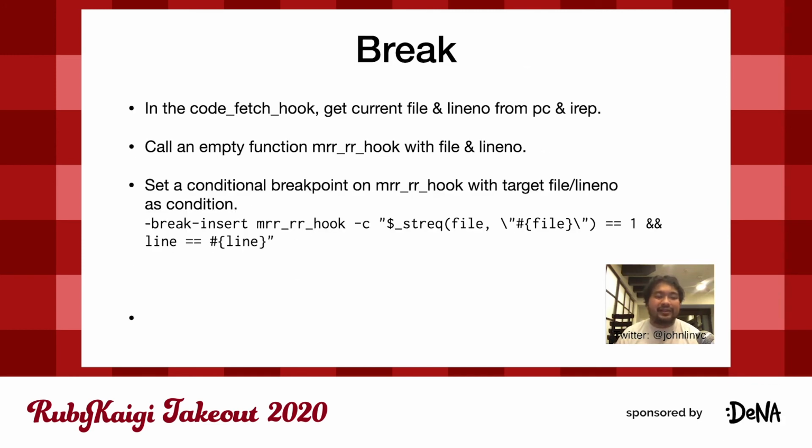So how do we do a break? In the code fetch hook, we get the current file name and the line number from PC and irep. And we call an empty function, mrr hook, with the file name and line number. And we set the conditional breakpoint on that hook with the target file and line number as a condition. So we basically ask RR to insert a breakpoint at the hook with the specific conditions we provided.